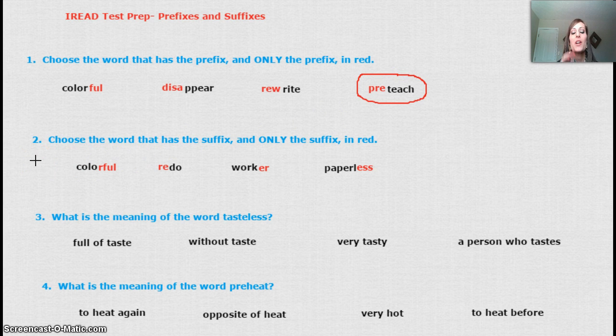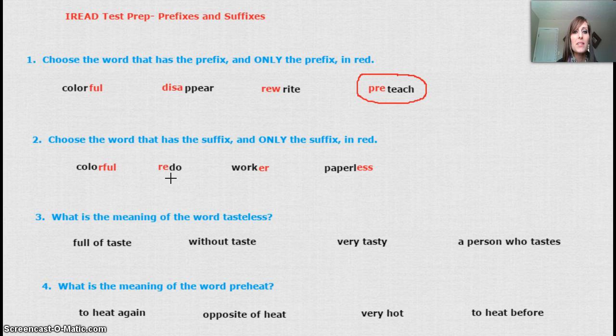Number 2. Choose the word that has the suffix and only the suffix in red. Again, a suffix comes at the end of a root word. So let's look at my choices and see which one only has the suffix in red. Colorful. Well, if I look closely at the end of the word, they have R-F-U-L in red. I don't know of a suffix R-F-U-L, do you? That's not my choice.